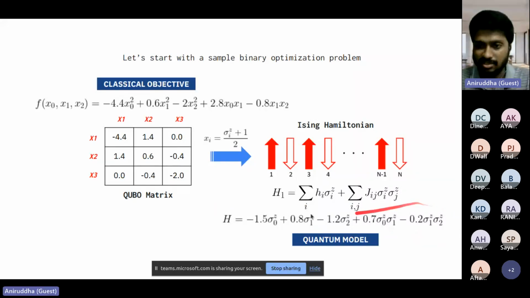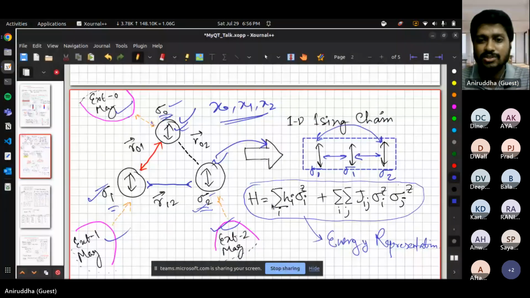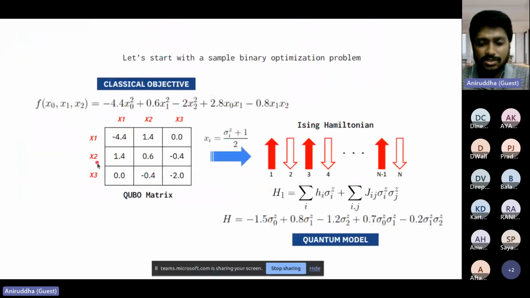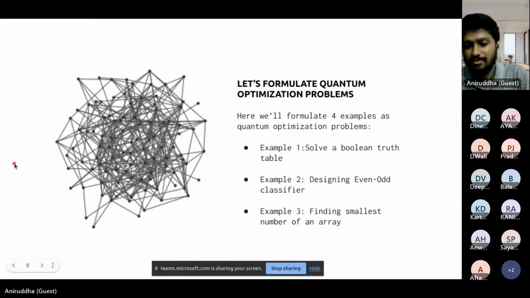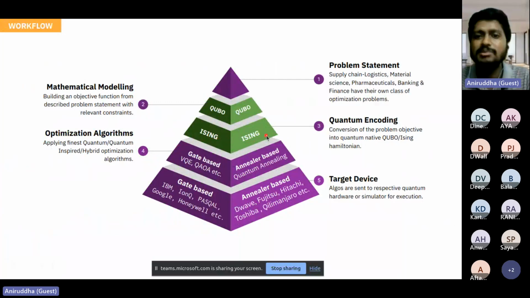Okay, so this is something. Now once this is done, once this Ising thing is done, then basically you can send your problem to your algorithm, which can be executed on hardware. It can be a gate-based thing or any other level-based thing, and you can get the final result. So that's why today's talk is mostly about these two parts.